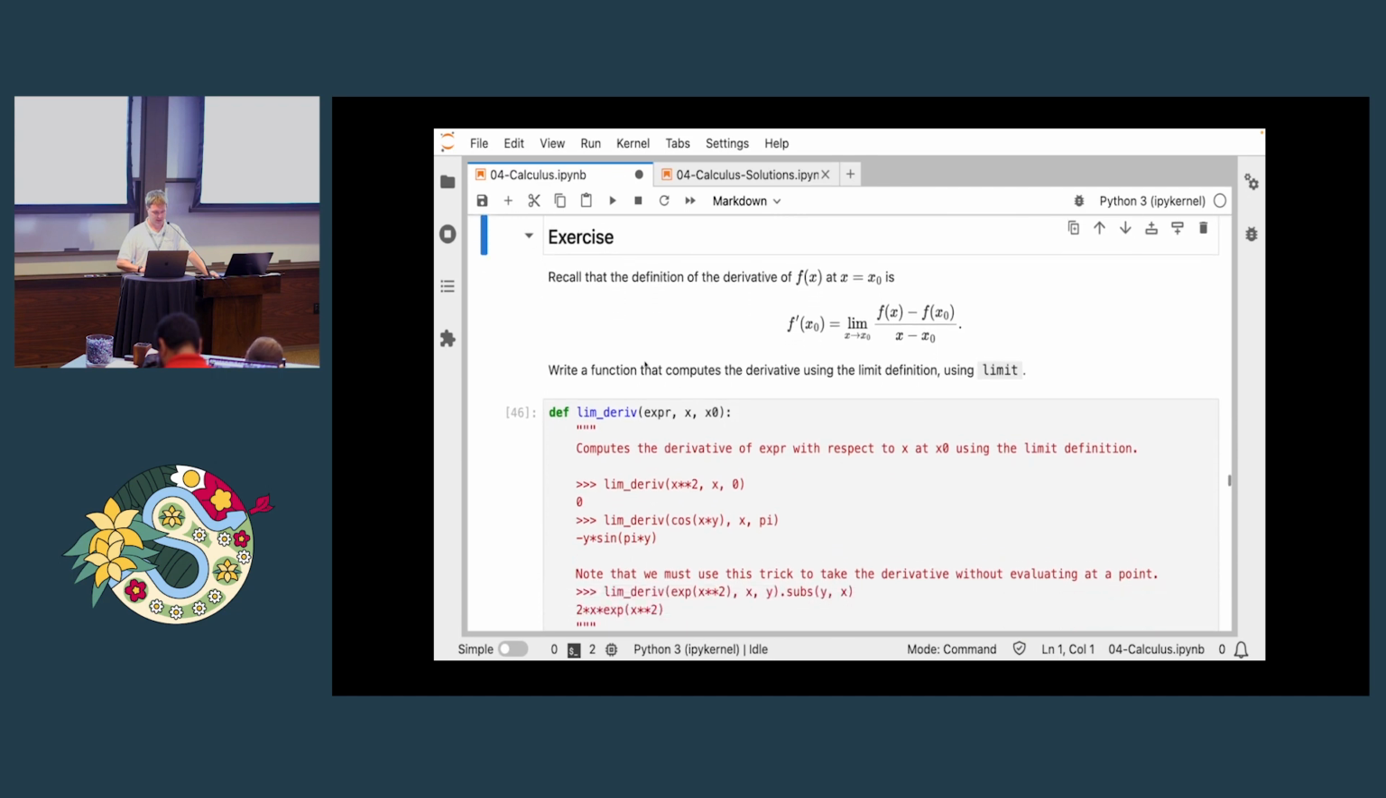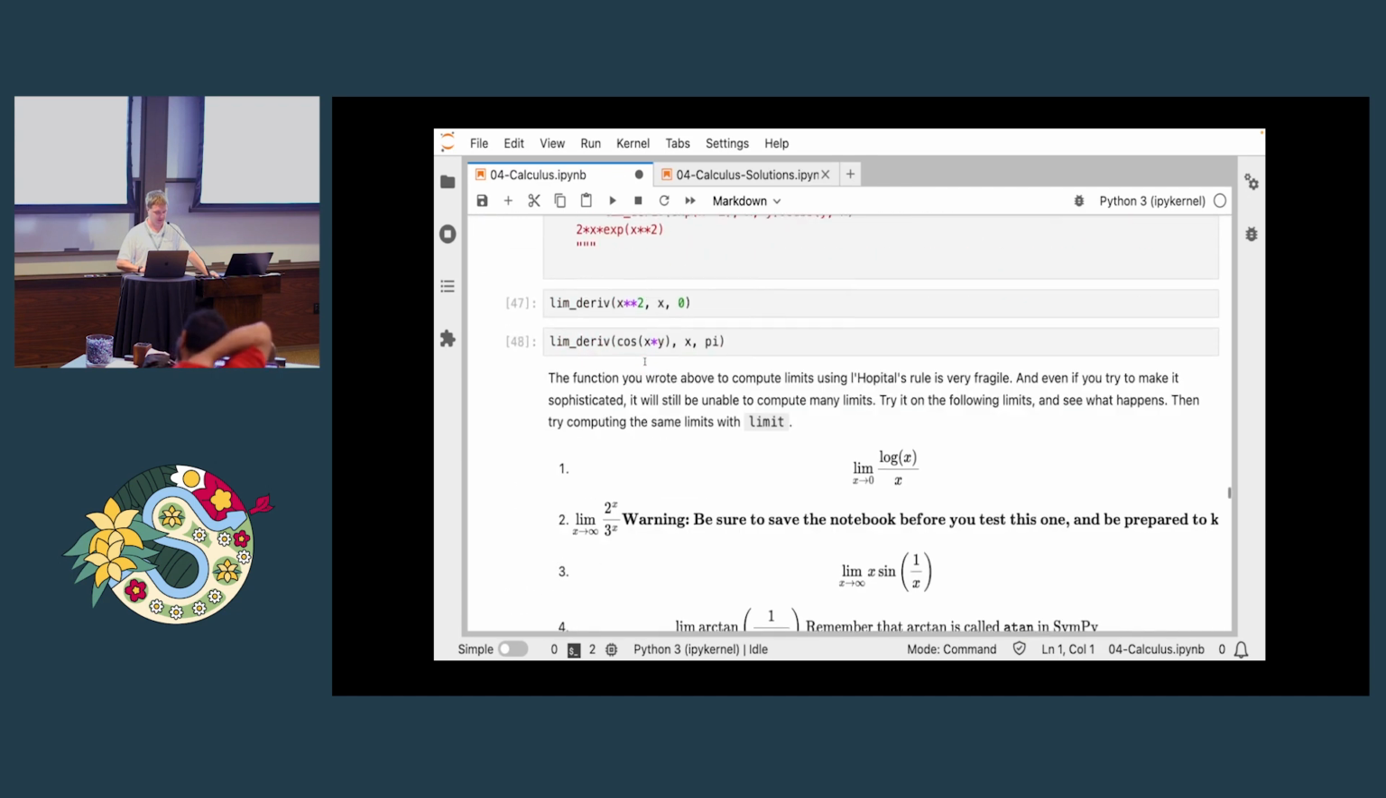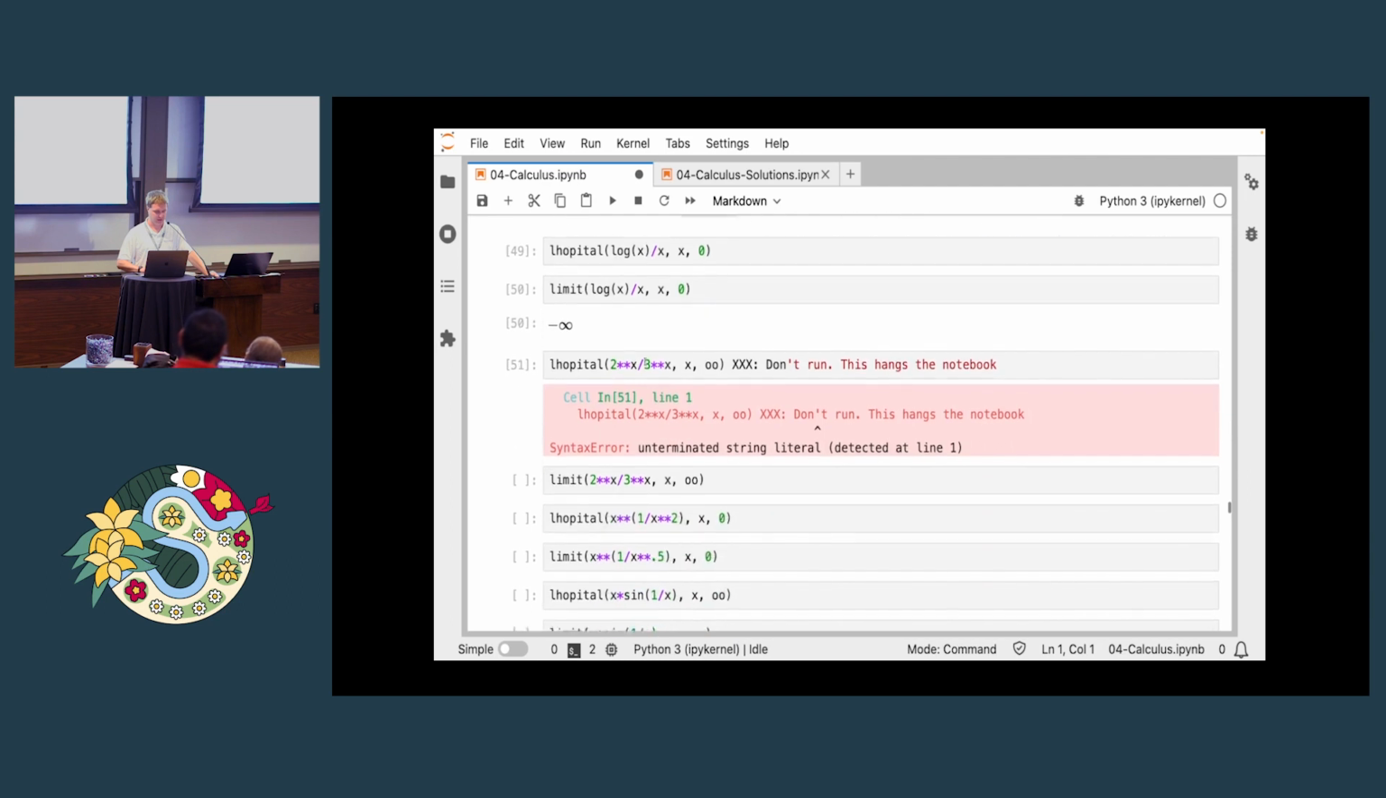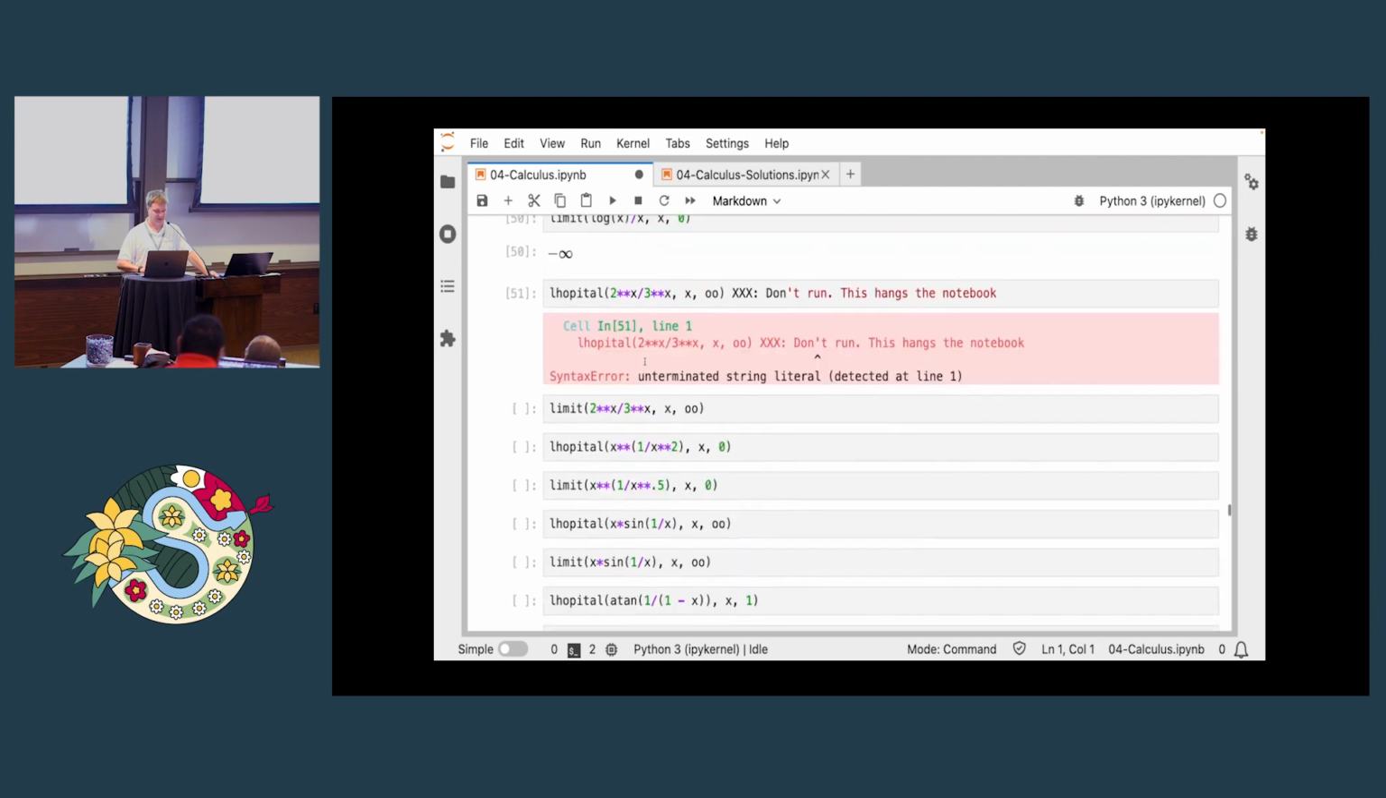I think this is one of the advanced exercises, so if you want to give it a shot, go for it.